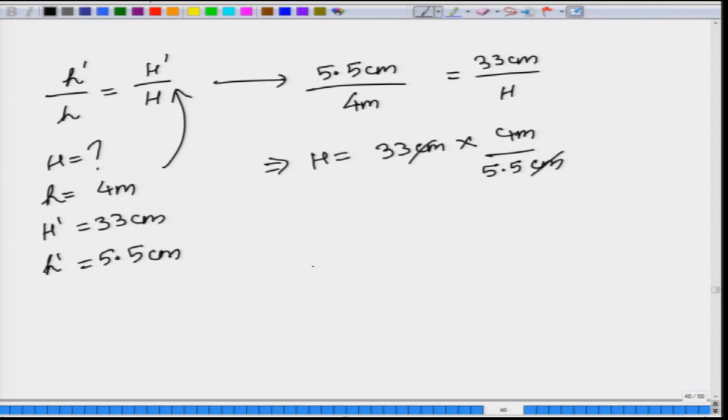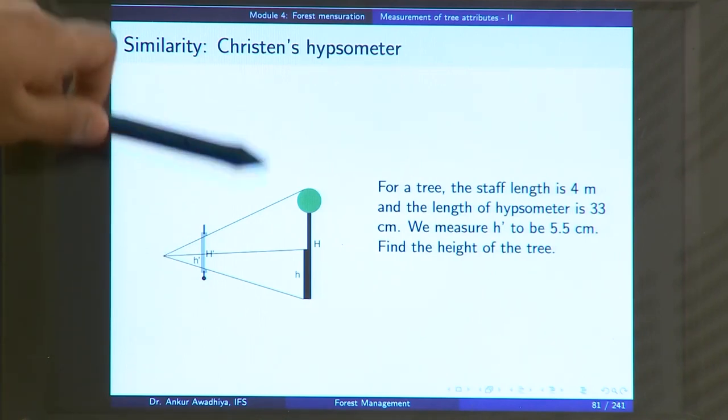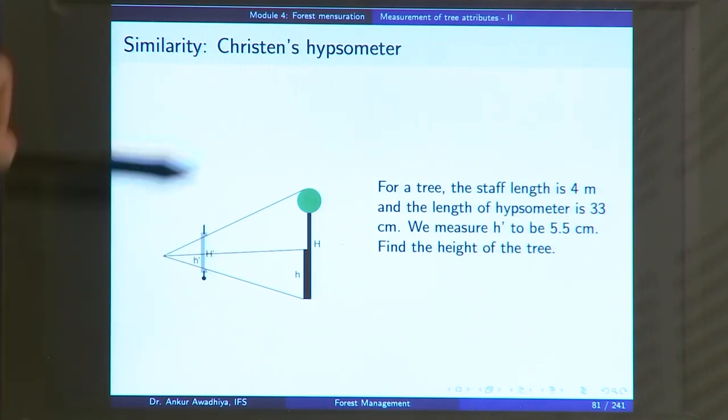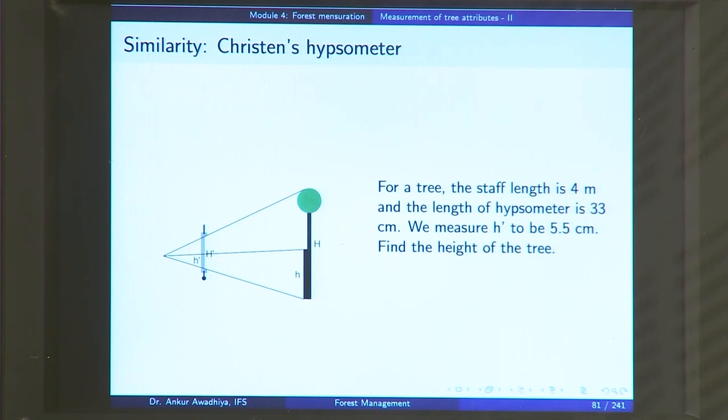Centimeter and centimeter get cancelled. So, this becomes 40. 11 3s are 33, 11 5s are 55, 8 5s are 40, so it is 24 meters. So, just by using a hypsometer, knowing the length of the hypsometer, the length of the rod or the staff length, and the reading of small h prime, we are able to compute the height of the tree. So, this is a very simple instrument to measure the height of a tree.